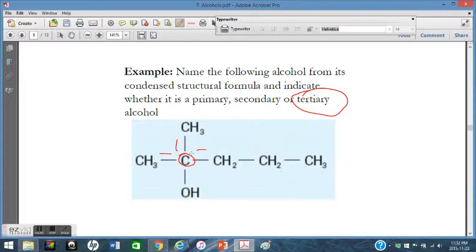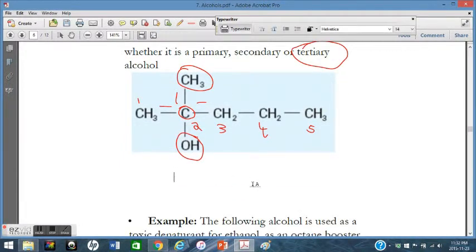Now let's name it. So we have 1, 2, 3, 4, 5 carbons. Off the second carbon, we have the hydroxyl group, and we have the methyl group here. So in terms of naming this, it's 5 carbons long, so it's some kind of a pentane, and it's going to be some kind of a pentane 2-ol. Well, it turns out it is a 2-methylpentan-2-ol.